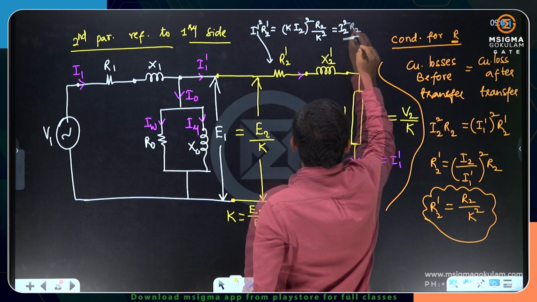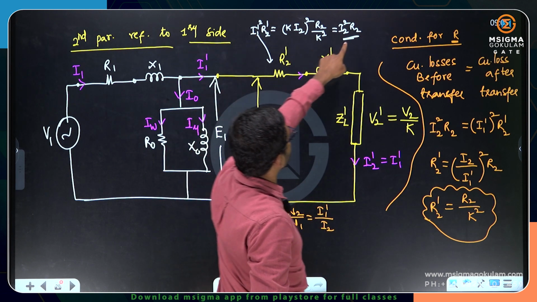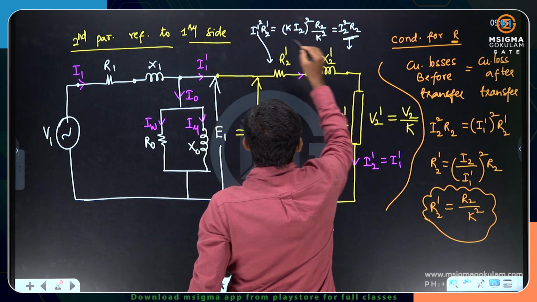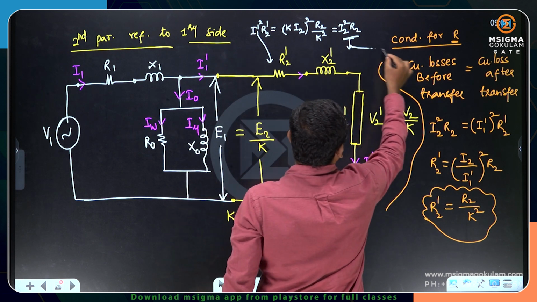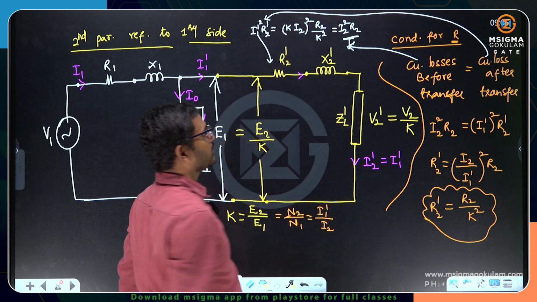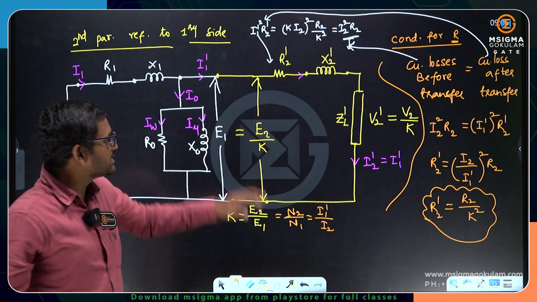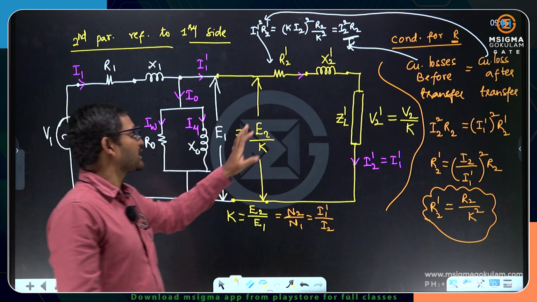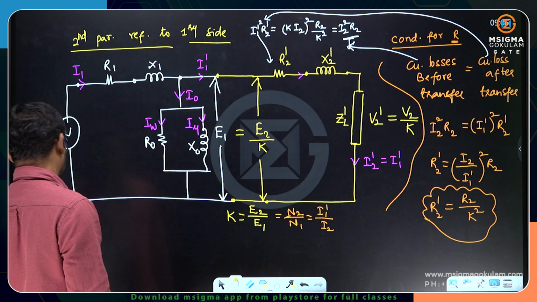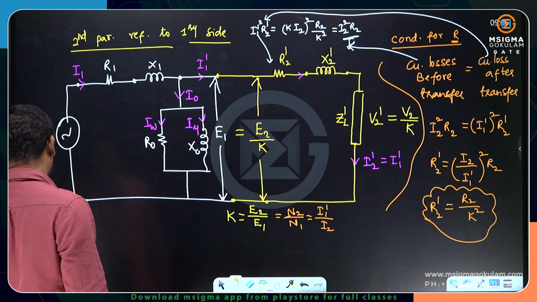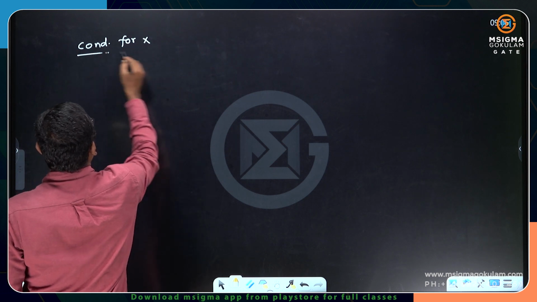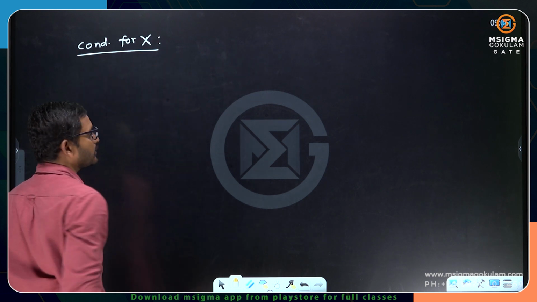Then you will be getting I2 square into R. So the copper losses before transfer and copper losses after transfer, both are the same. In the same way, you can have the condition to transfer the reactance also. Let me show you the condition to transfer reactance.